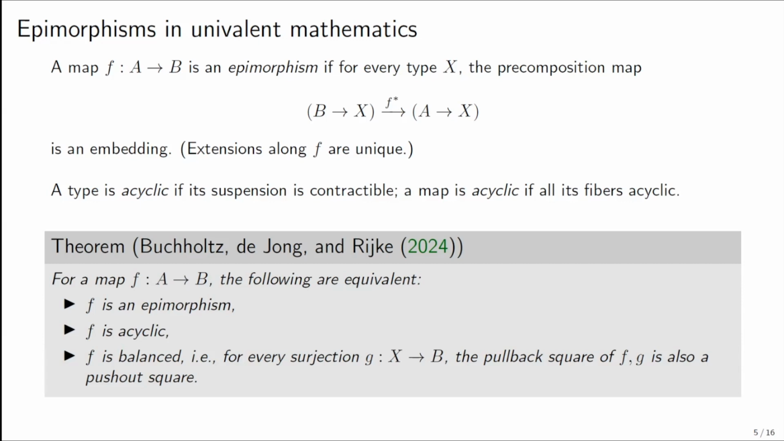And a map is acyclic if all of its fibers are acyclic, just like we say that a map is a surjection if all of its fibers are inhabited. So the result that we proved is that a map is an epimorphism if and only if it is acyclic. So all of its fibers must have this property that when you suspend them, they become contractible. There's also a third condition, which I will use later, which says that it is balanced. And this says that for every surjection into the codomain, the pullback square of F with G is also a push-out.